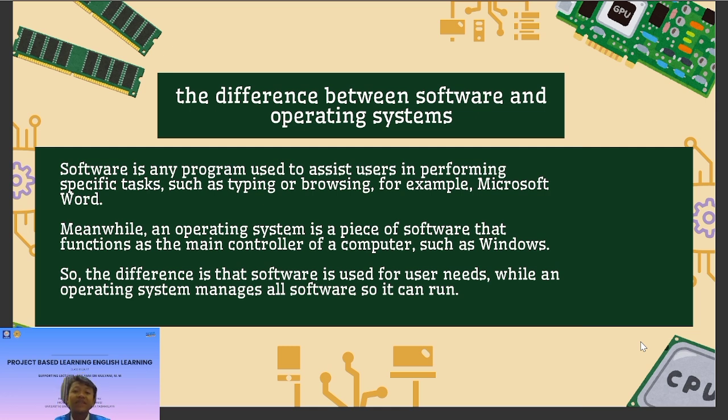So, the main difference is the operating system functions as the basic or main controller so that all software can run, while the software is used to assist with certain tasks according to user needs. So the software will not run if the operating system is not there, because the operating system is a container for running software.